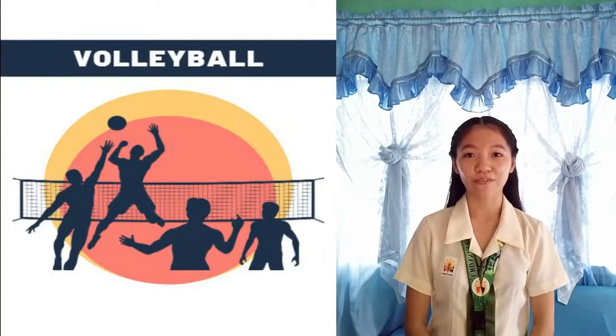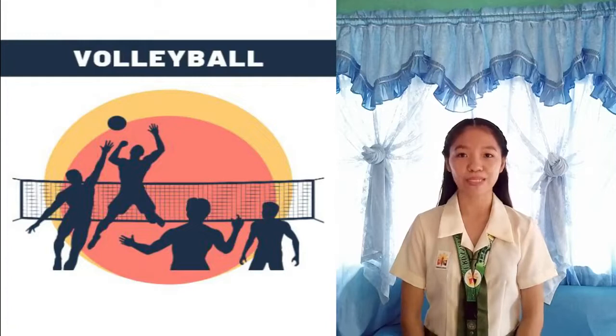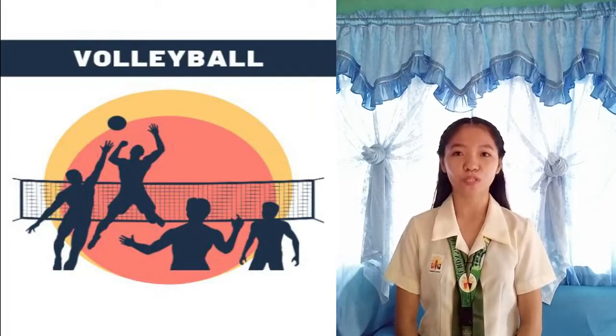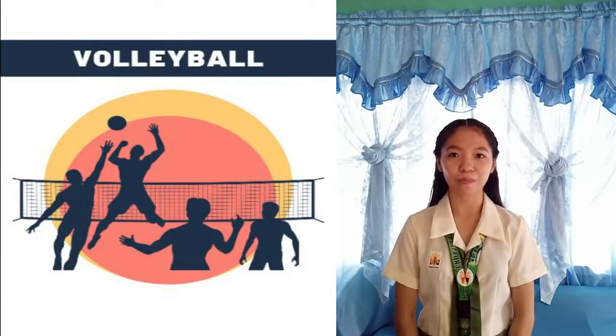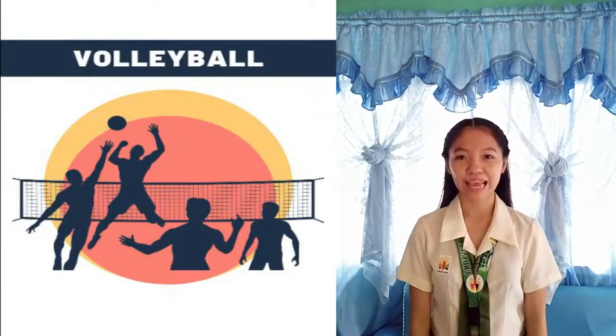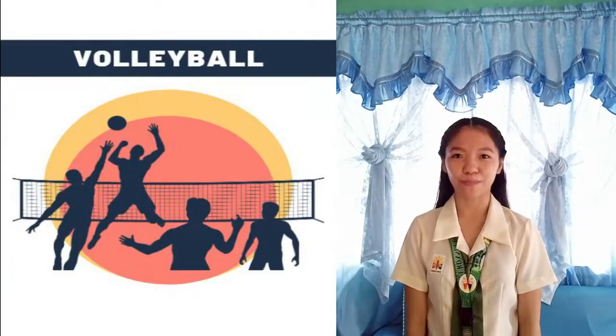So what is a volleyball? Volleyball is an Olympic team sport which is composed of two teams with 6 members and are being separated by a net. And next to the history of volleyball.